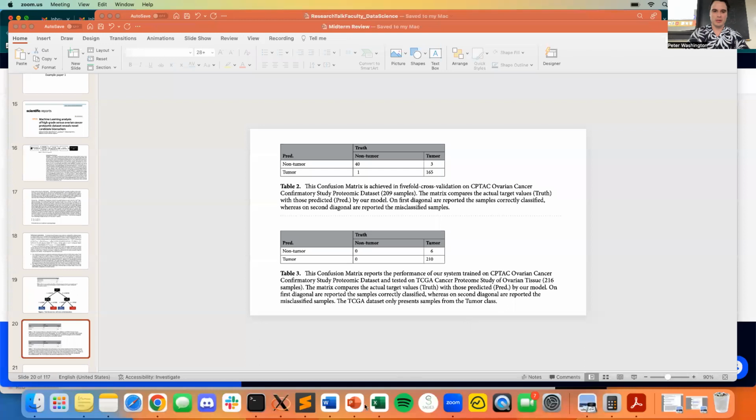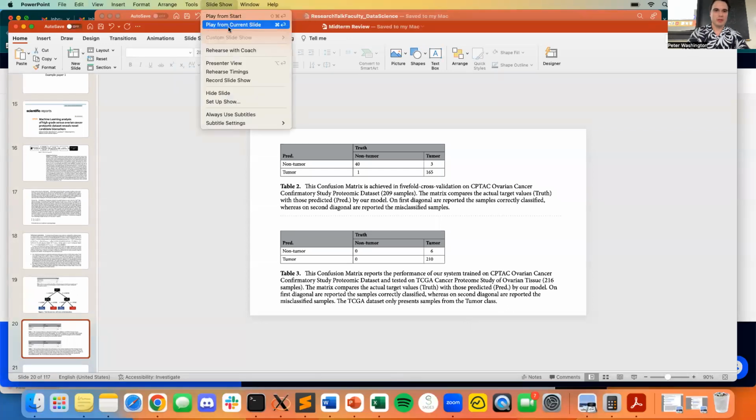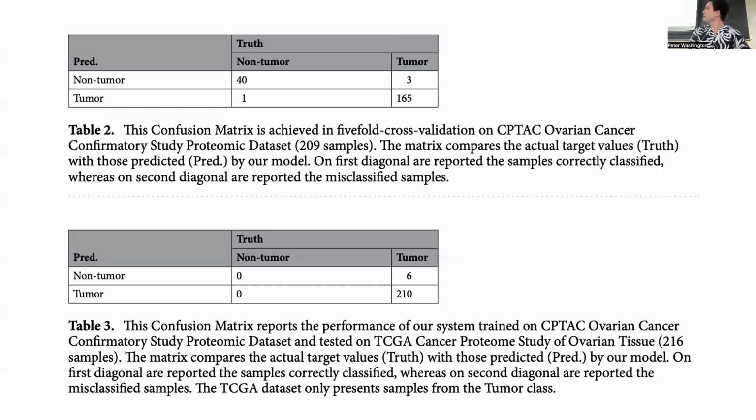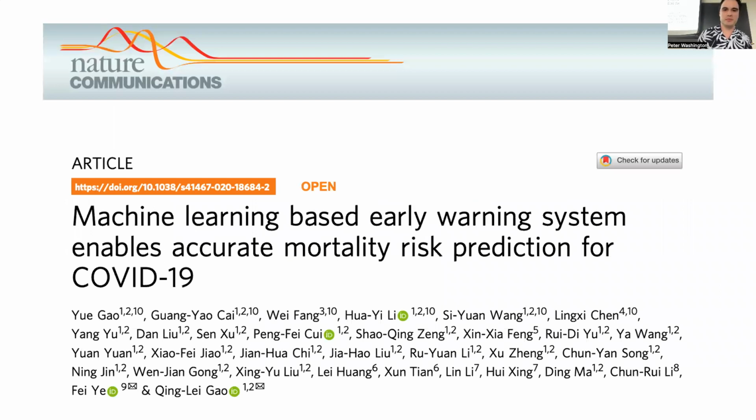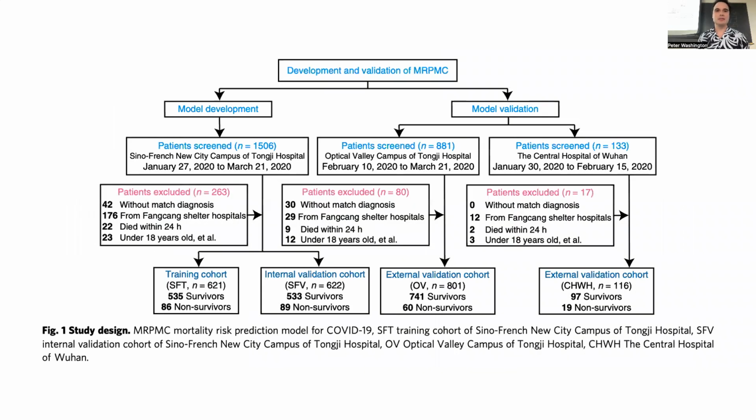And maybe we can go back to the board for future things today. Play from current slide. So pretty cool stuff. Just one more example paper, and we'll get to midterm specific topics. This is just another random one: early warning system, accurate mortality risk prediction for COVID-19. A very timely paper in Nature Communications. Here they show their study design, which is not a decision tree, it's a flow chart tree where they show, okay, we develop our model, we validate the model.